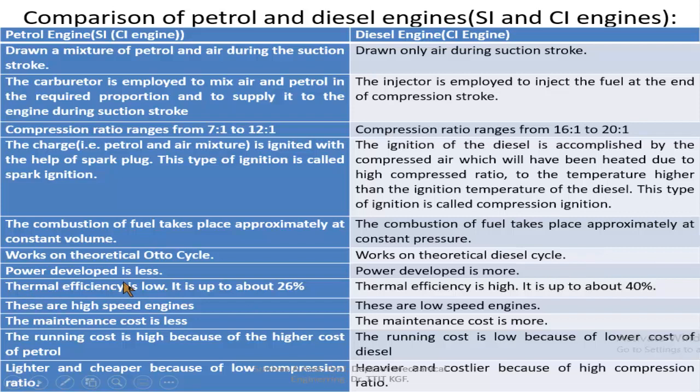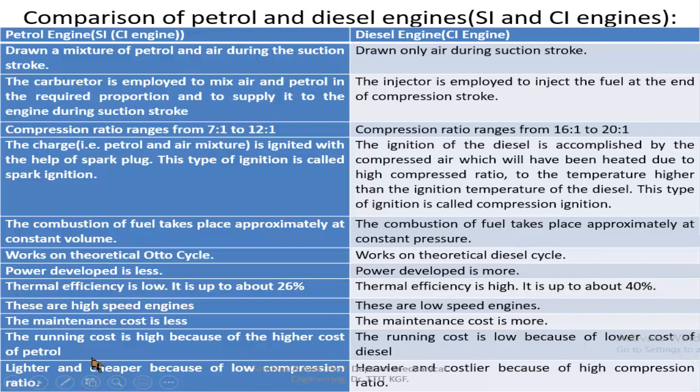And here the power developed is less in petrol engines and the power developed is more in diesel engines. And here the thermal efficiency is low, up to 26%. Here the thermal efficiency is high, up to 40% we can get. And these are high speed engines and these are low speed engines. And the maintenance cost is less in a petrol engine and the maintenance cost is more in a diesel engine.